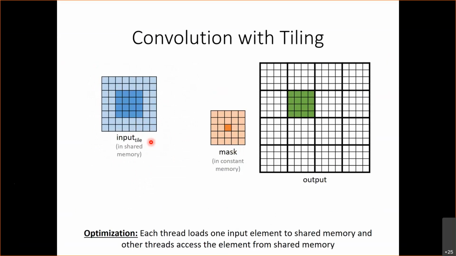Now, if you can tell, there's a slight difference between this tiling and the tiling we saw in tiled matrix multiplication. In matrix multiplication, the input tiles were as large as the output tiles. So every thread was loading one element in each input tile, and every thread was computing one element in the output tile. But in this case, the input tile is actually larger than the output tile.